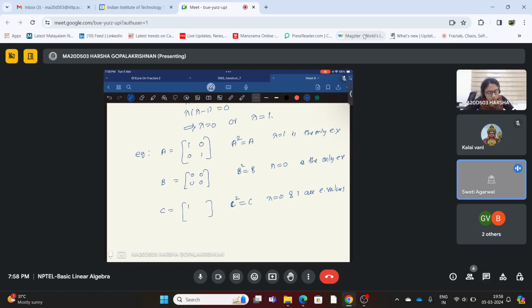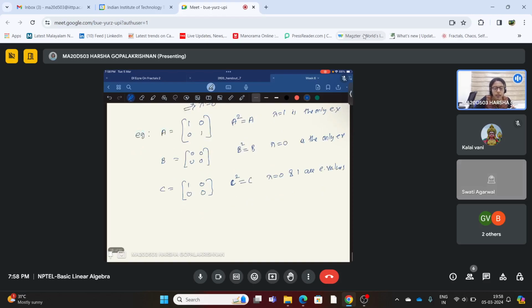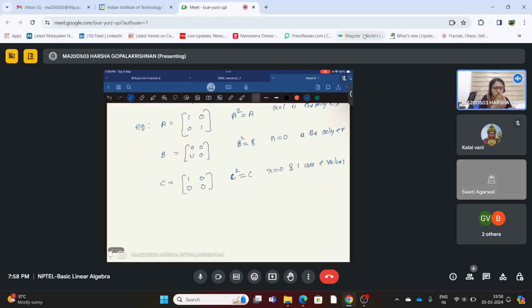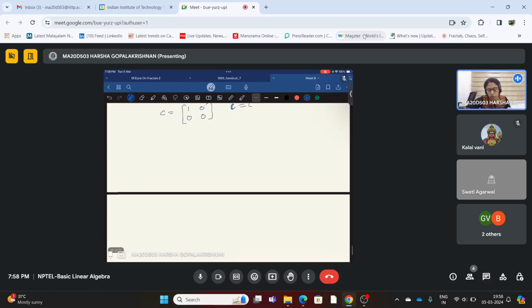[1 0; 0 0]. Yes, sure. Clearly you can check C square will be equal to C only. See, the diagonal elements are 0 and 1, so these are the eigenvalues. Both are eigenvalues. Okay, so any combination is possible: both 1, both 0, and 0 and 1. Anything is possible. Now let us do it for the nilpotent matrix also.